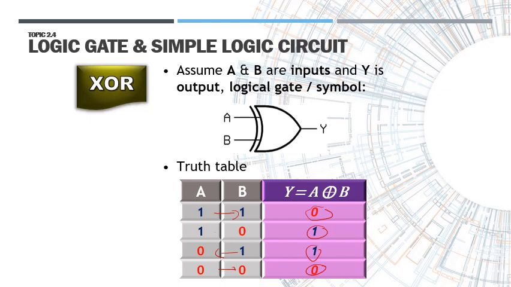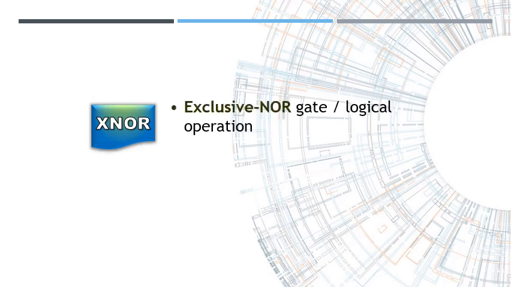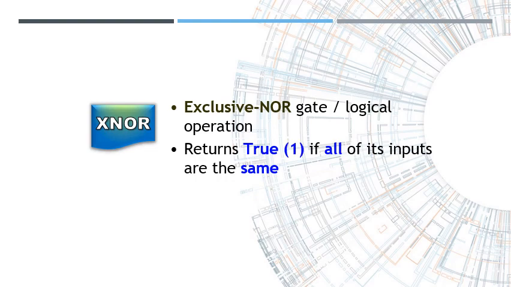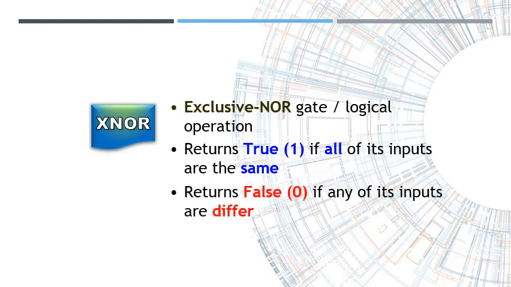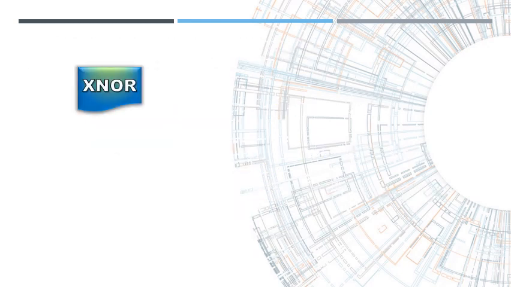And then for exclusive not, this one is exclusive not or. It will be true if all the inputs are the same and false if the inputs are different. So this is the Boolean expression, right? Don't worry about the Boolean expression. The most important thing is you understand the difference between and, or, not.